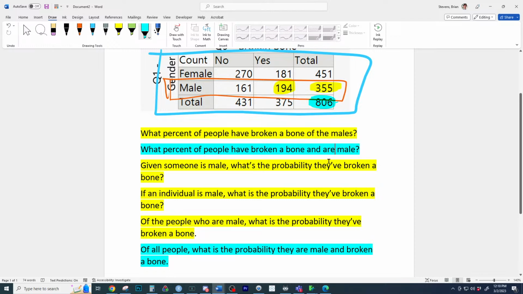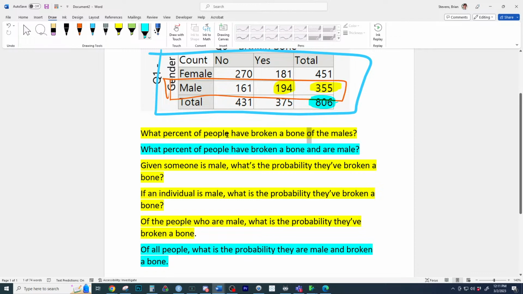I thought it would have asked what percent of dark chocolate tasters said dislike if they wanted to know that. Well, it's another way of phrasing it. So it could say what percent of this group. But the of this group is very important right there. There's many, many ways to say it. So we've got all these yellow ways right here that would come to the same conclusion. Like, given someone is male, what's the probability they've broken a bone? If an individual is male, what's the probability they've broken a bone? Of the people who are male, what's the probability they've broken a bone? I took it as a what percent of tasters, as in all tasters. But the of is key right here.